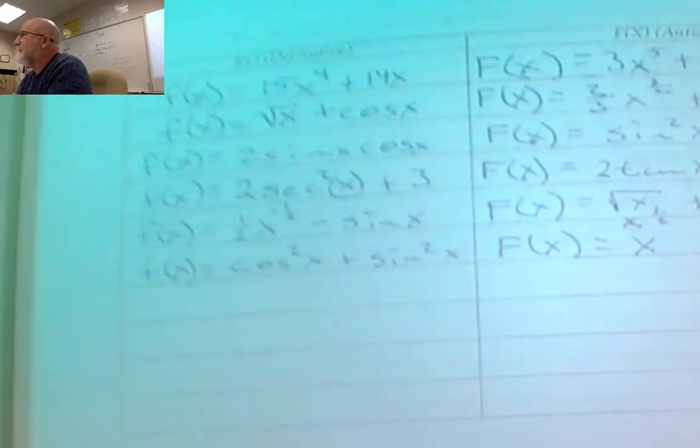Do you know what cosine squared x plus sine squared x is equal to? What is the antiderivative of 1? You're not done yet. Because this is now, yeah.